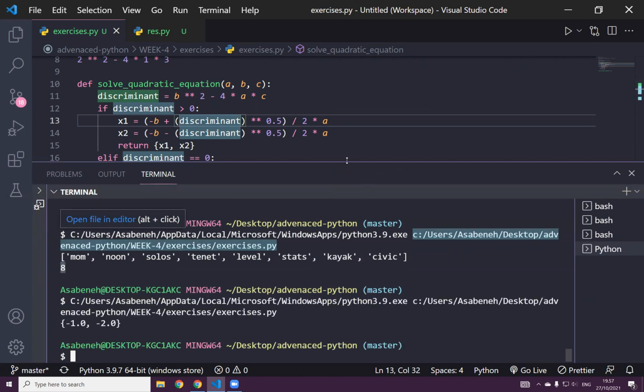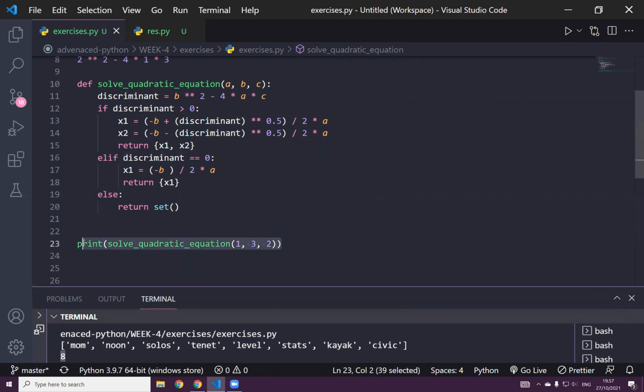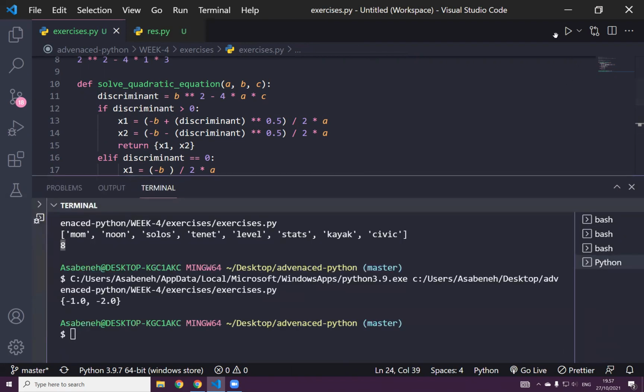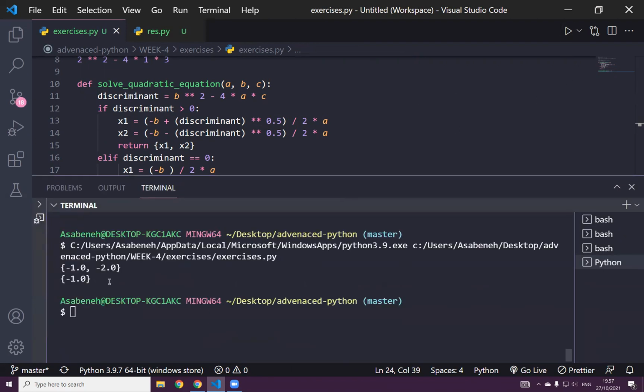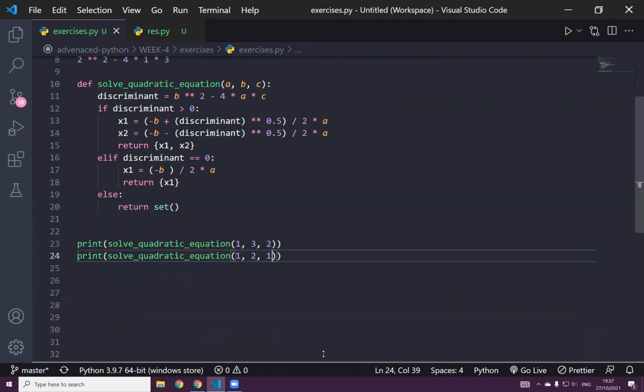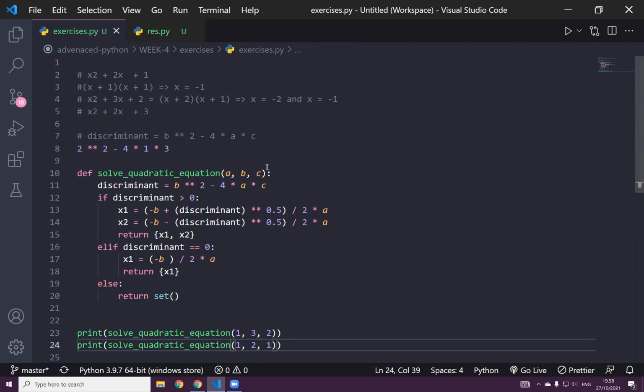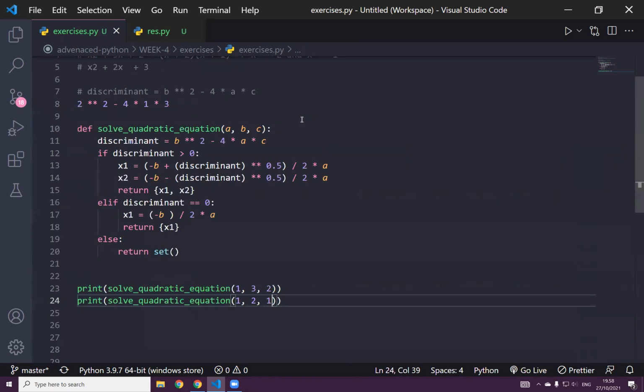One and -1, yeah, that's good. Great. And if you just check also 1, maybe here 2 and 1, I'm just expecting 1. Yeah, great. This is my solution for the quadratic equation. I hope you got the idea of how to solve it. I think it could be written in a different way, but this is one simple solution.